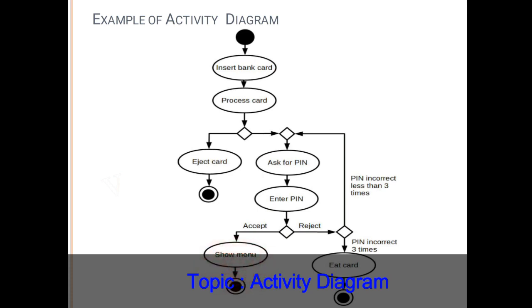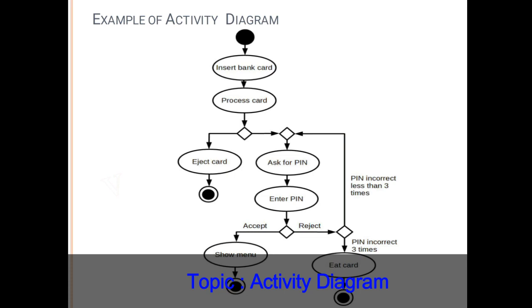And if the entered pin number is incorrect, then reject, and if the pin is entered incorrectly 3 times, then eject your card. And if your pin is incorrect less than 3 times, then once again ask, and again enter your pin number. So this is our activity diagram for the bank ATM system. So this is the example of an activity diagram.